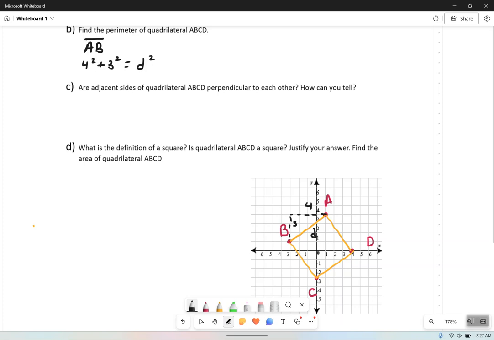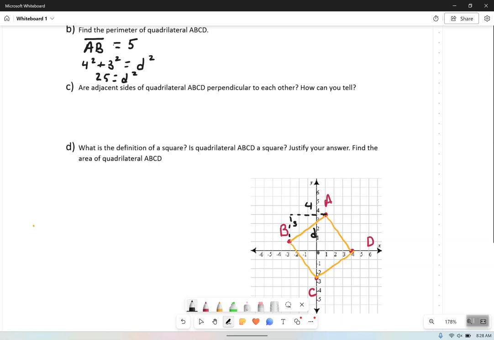What's 3 squared? What's 16 and 9 add up to? 16 plus 9. 25, right? My friends, quick question for you. What's the square root of 25? Nice number. What's the distance from A to B have to equal then, kids? 5. Okay. I'm going to show you something right here.